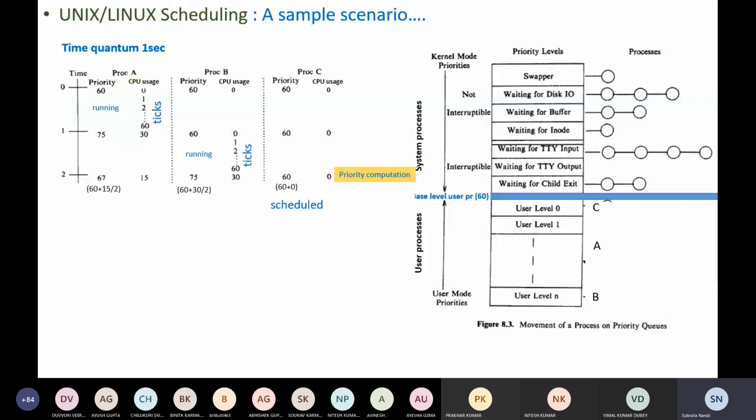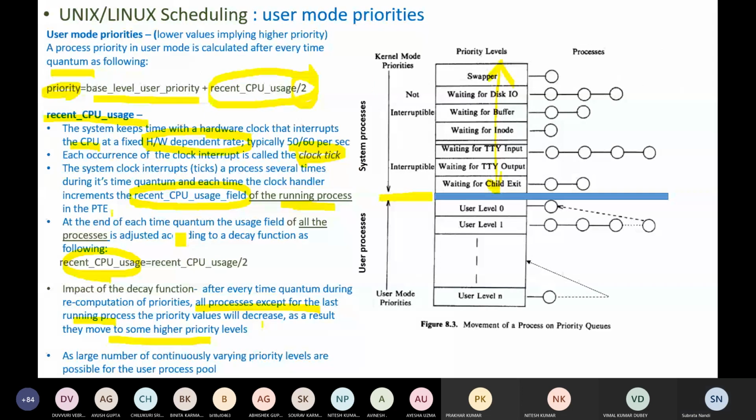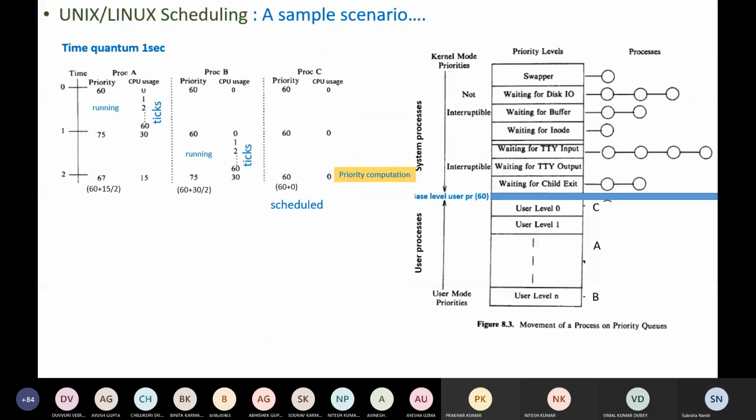Once this gets scheduled, in the next time quantum, process B accumulates 60 ticks, C accumulates nothing, and A also accumulates nothing. So both A and C remain unchanged. And why does this 30 become 15? Because we are dividing it by 2 every time. So this 60 became 30. Now this 30 is reduced by 2 at the end of the time step. So this 60 becomes 30 and this 0 remains the same.